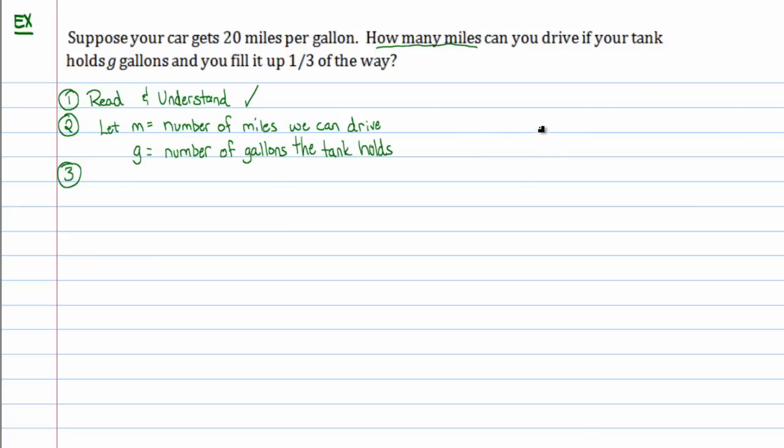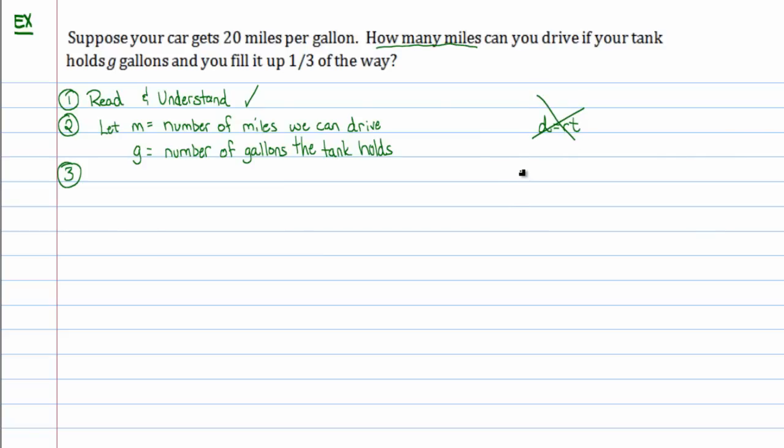Now, a lot of students at this point might reach into their bag of tricks and think, oh, d equals RT. You have to ask yourself, did they give you a distance? Well, no, they're asking for a distance, so I guess you could say that it might be this equation, but did they give you how many miles per hour you're going or how many hours you're driving? No. So it's not going to be d equals RT.